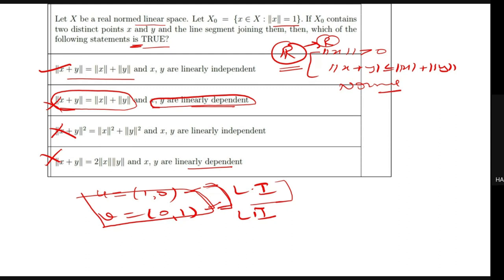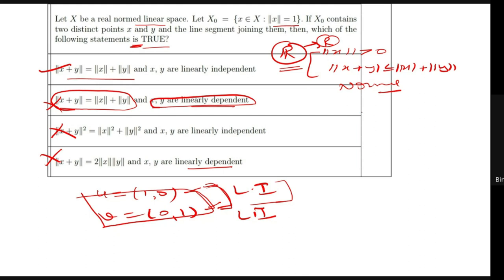Essentially, you took R2 as the example and you took norm as modulus of x plus modulus of y. That's what you have done, right? Can you repeat? You said norm of x plus y equals norm x plus norm y, by saying that norm x plus y is actually 1, 1, and you are considering that norm of x plus y equals 2.